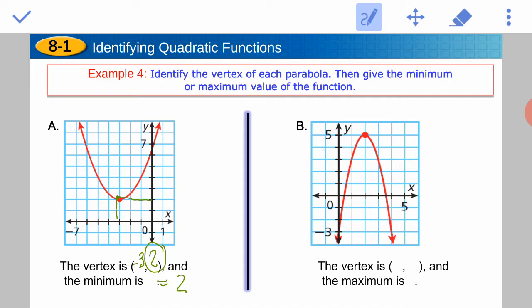In part B, the opening direction of this parabola is downward, so the vertex is at the top, so I expect a maximum y value. So guys, the vertex coordinates are 2 and 5. My concern is this 5, because the parabola opens downward, it's a maximum 5. Sometimes it's minimum, sometimes it's maximum. It depends on the opening direction of the parabola.